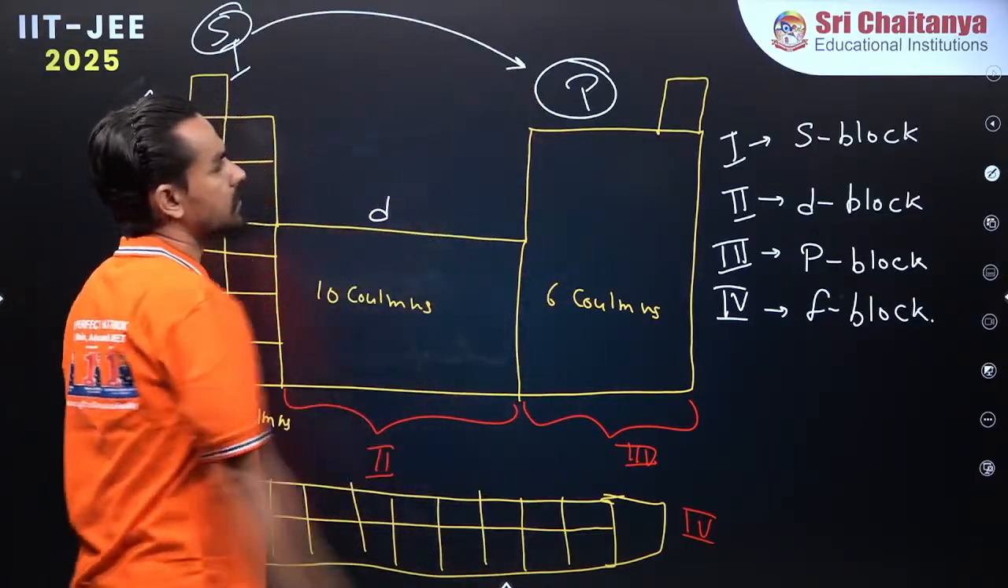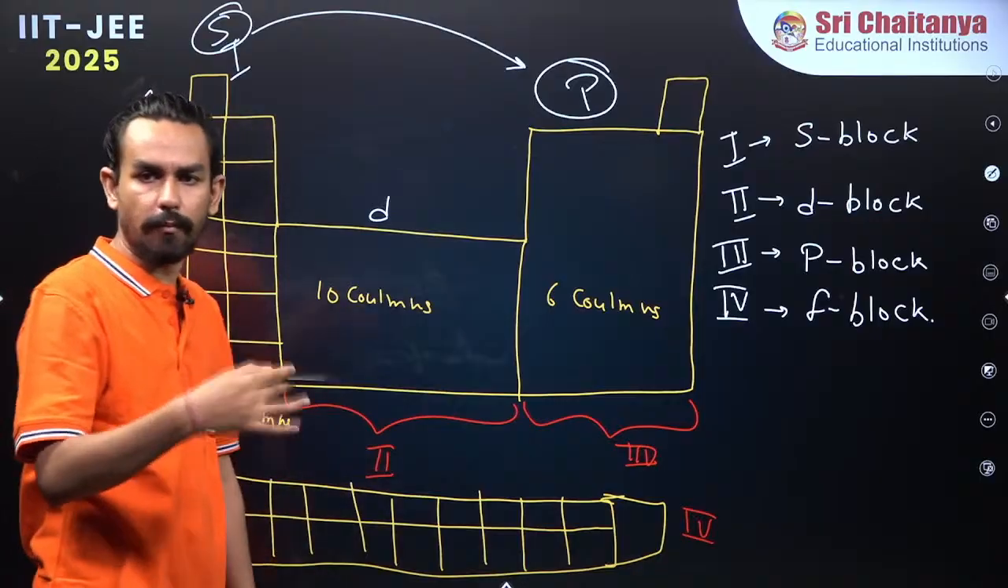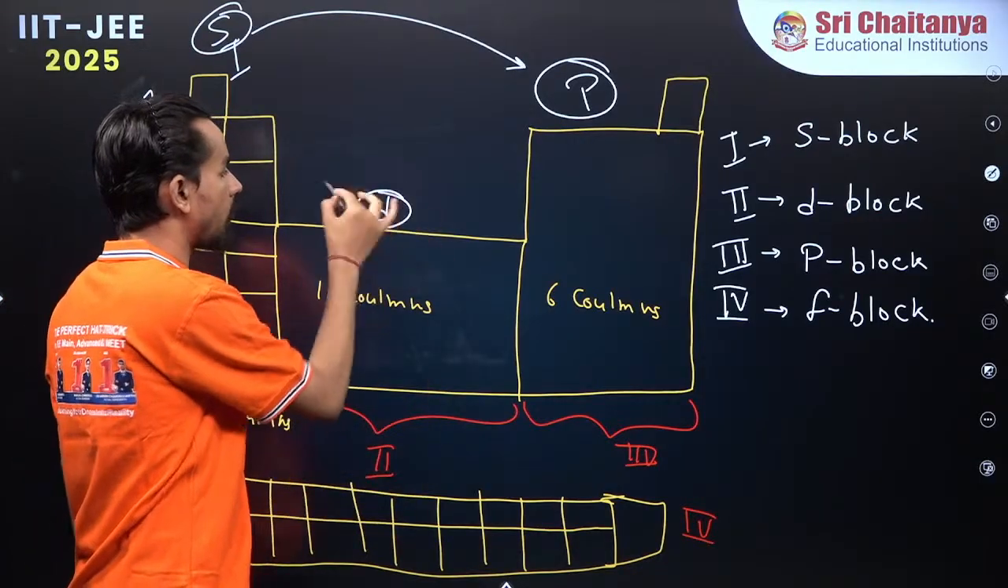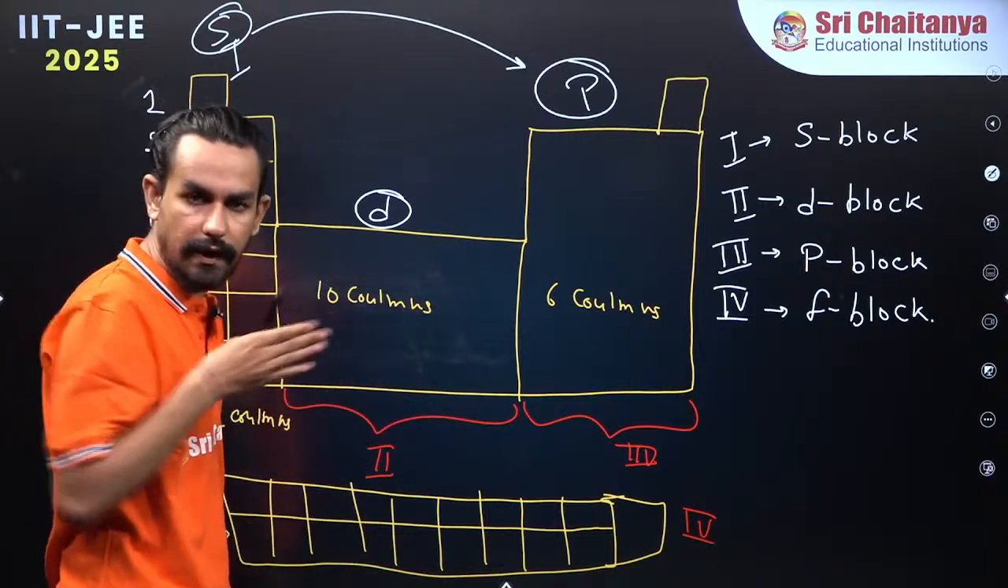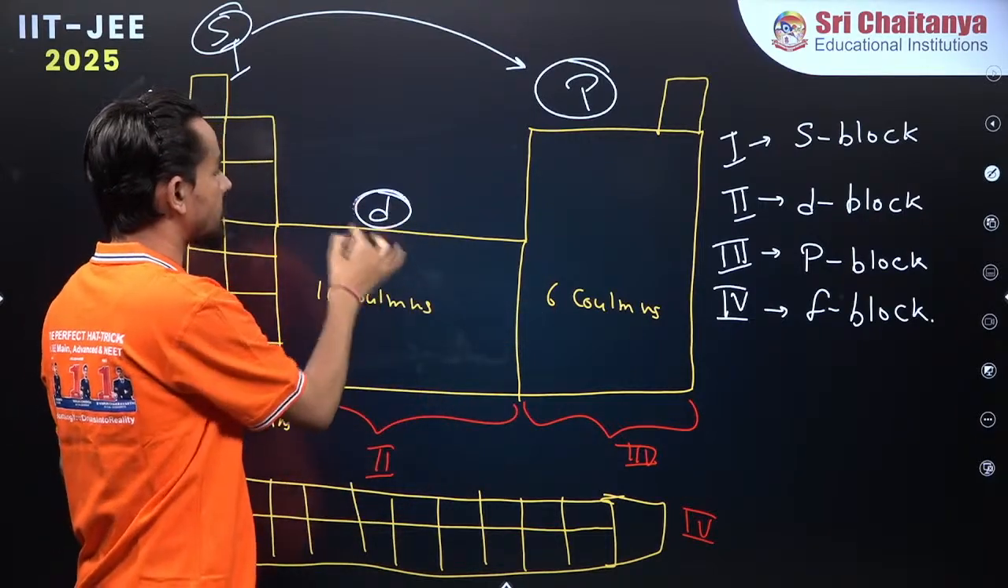When you are transiting from s to p, that is moving from s to p, you have to move through d. The d block comes in transition, that is, inside the way. That's why it is known as transition.